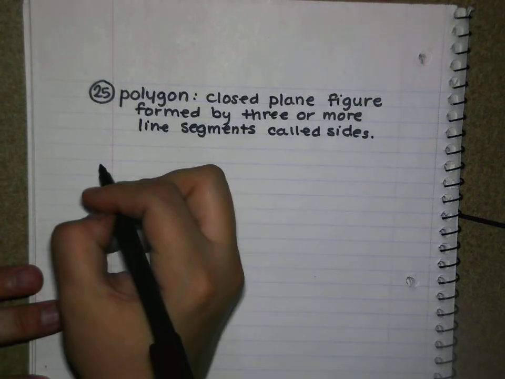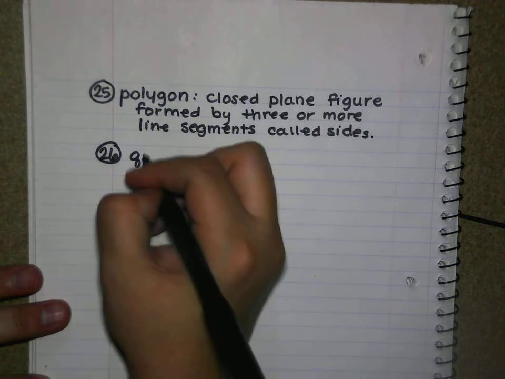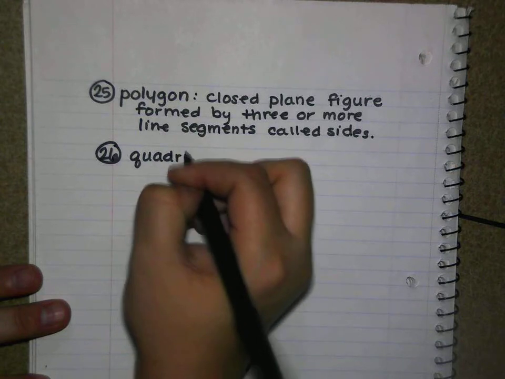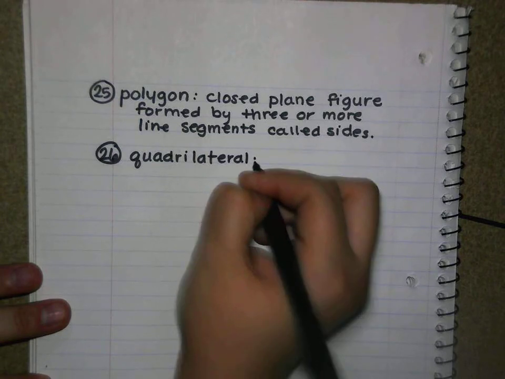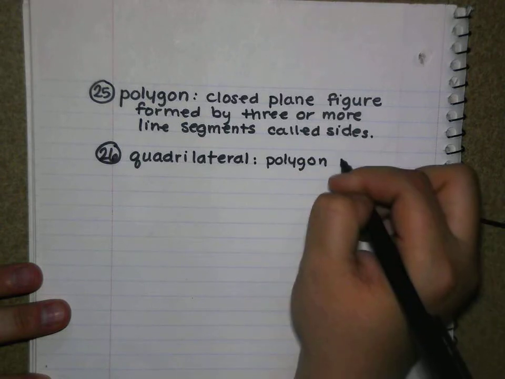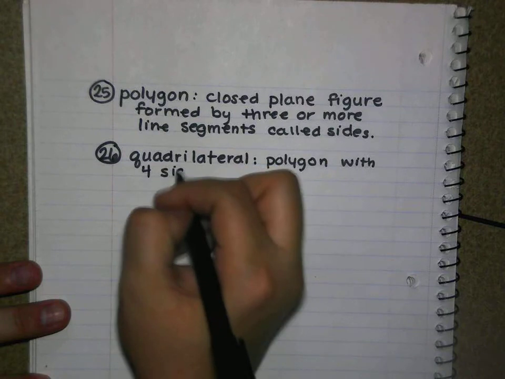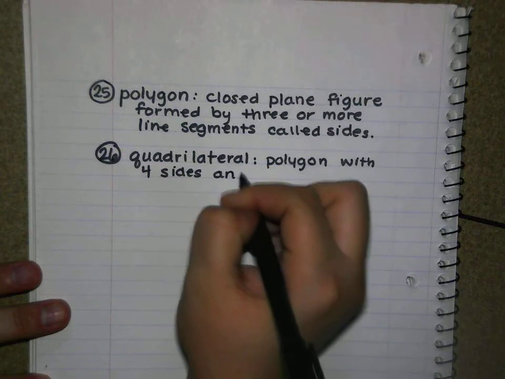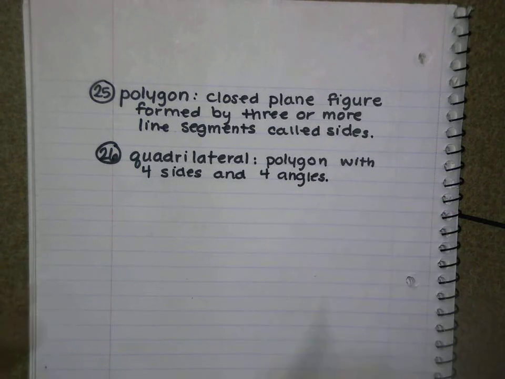And on vocab 26 is going to be a quadrilateral, which is mostly what we're going to be talking about today. A quadrilateral is a polygon with 4 sides and 4 angles. So the actual note taking is going to be pretty minimal today. We're going to just be talking about the polygons that are classified as quadrilaterals.